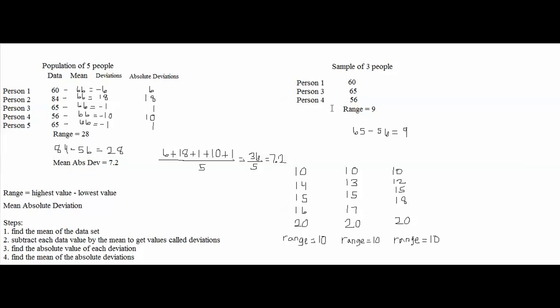Now let's find the mean absolute deviation of the sample. We have to follow these same steps. First, we have to find the mean of the sample. Since the sample includes 3 numbers, we add the 3 numbers and divide the total by 3.